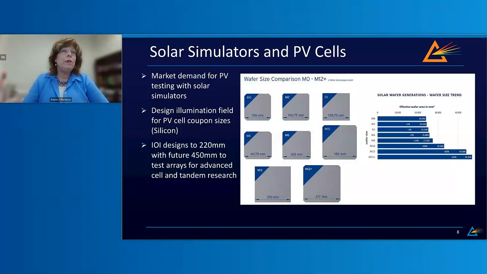IOI has aligned its portfolio with this evolution. Our LumiSuns cover illumination fields from 50 millimeters on out to 220 millimeters square, with our future roadmap to include 450 by 450 to support the next gen PV technologies and large area manufacturing, keeping our customers at the forefront of high efficiency solar innovation.